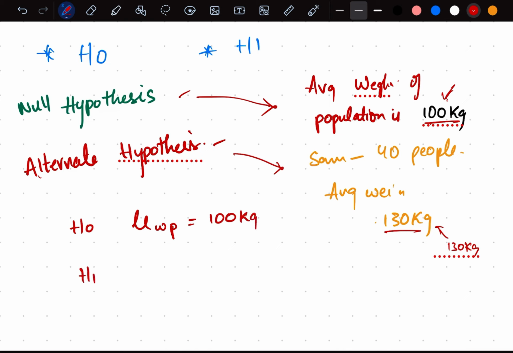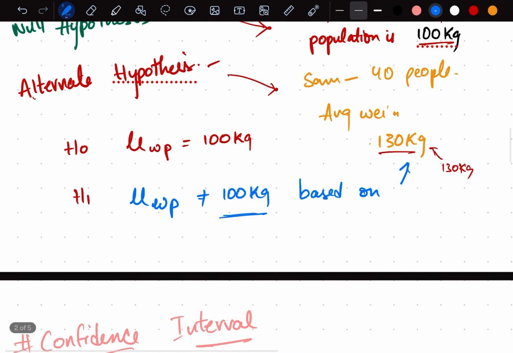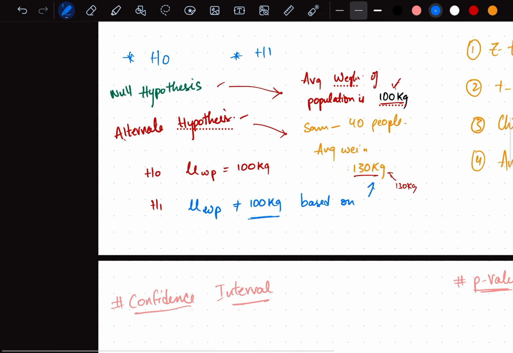Null hypothesis says the average weight of the population is not equal to 100 kg, based on the sample average that we got, 130 kg. So we are saying that it might not be 100 kg. So let's see how it goes.